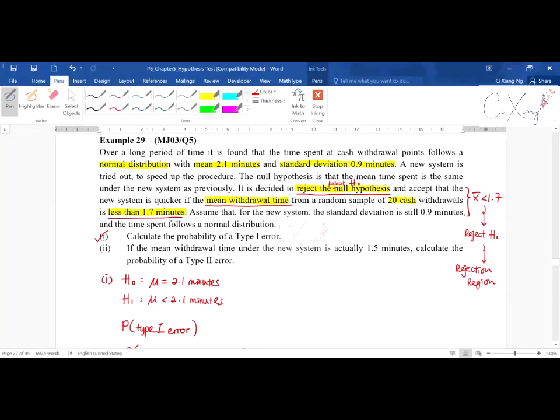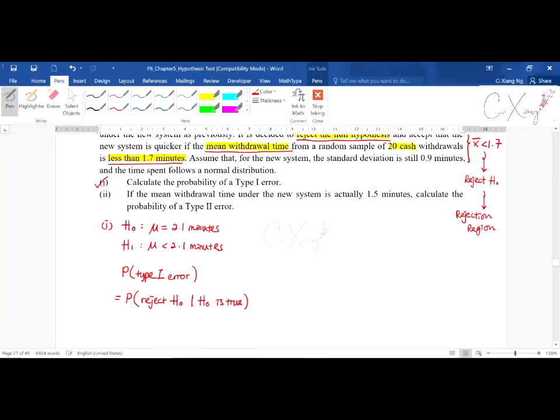All right, so if I want to put it in my calculation, it will be something like this. Okay, so sample mean smaller than 1.7. Then they say the null hypothesis is true. If the null hypothesis is true, that means this is true. So if this is true, means what? Your mu is equal to 2.1. Okay?